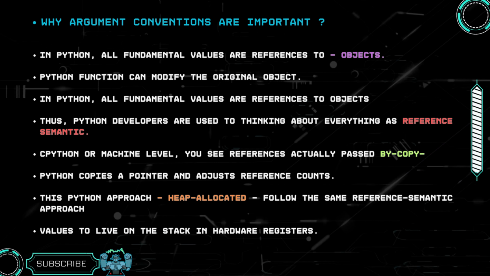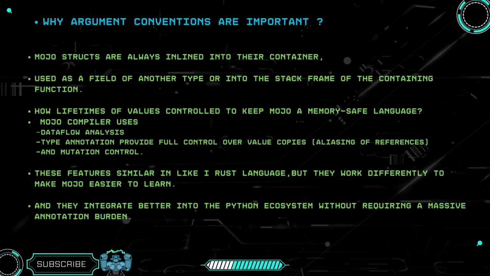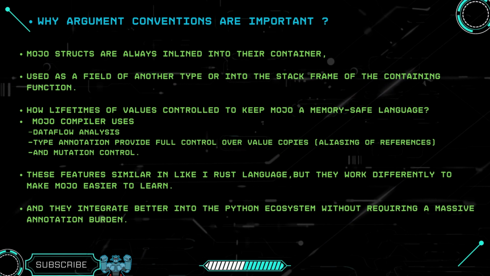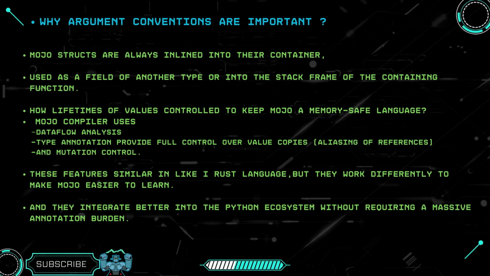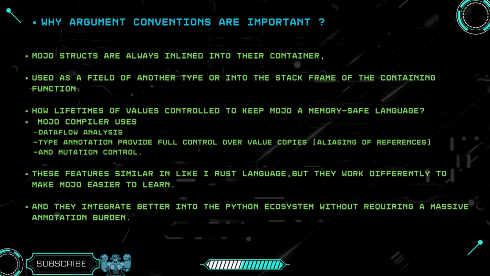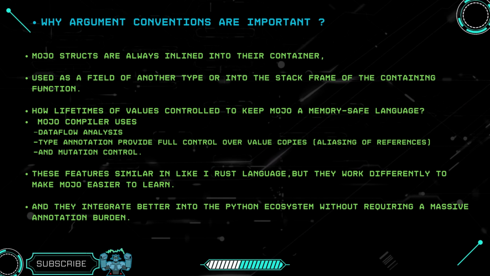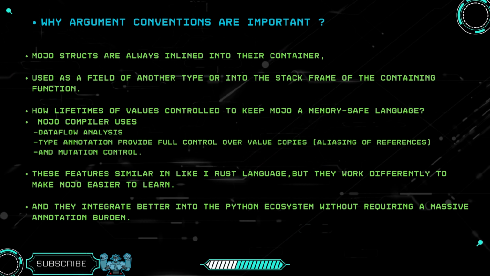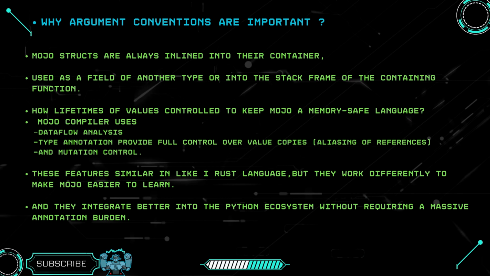Let's see why argument conventions are important. Mojo structs are always inlined into their container, used as a field of another type or into the stack frame of the containing function. Lifetimes of values are controlled to keep Mojo a memory-safe language.